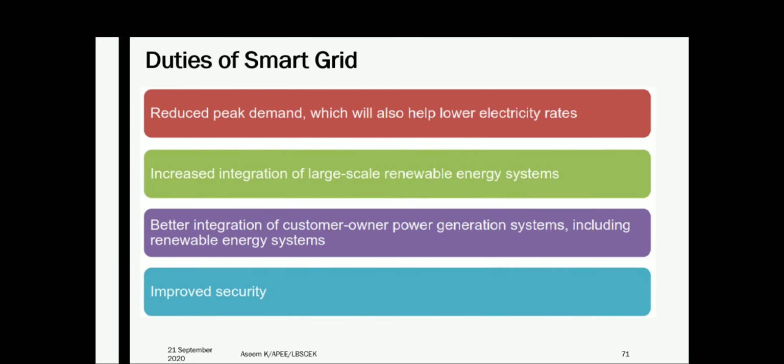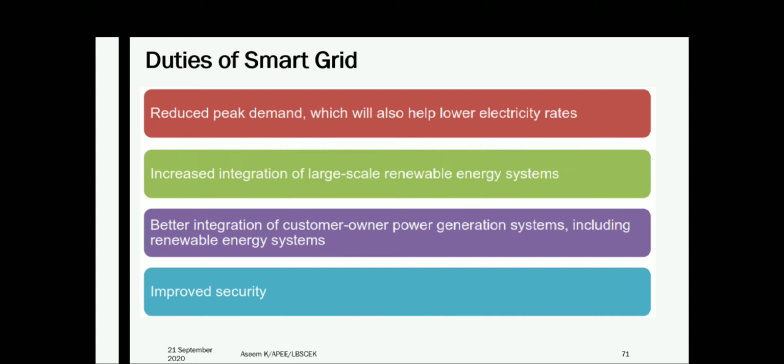Reduce the peak demand, which will also help lower electricity rates. That peak demand you can reduce in a smart grid in a way that the consumers are well aware of their energy usage, so they can adjust their energy usage accordingly, because during the peak period the energy prices will be very high. So in order to reduce the energy prices, they can store the energy during the off-peak period and utilize that stored energy during the peak period, and so that will be helpful for reducing the peak demand, or peak load shaving.